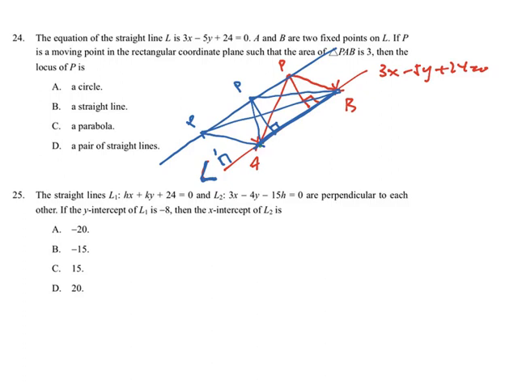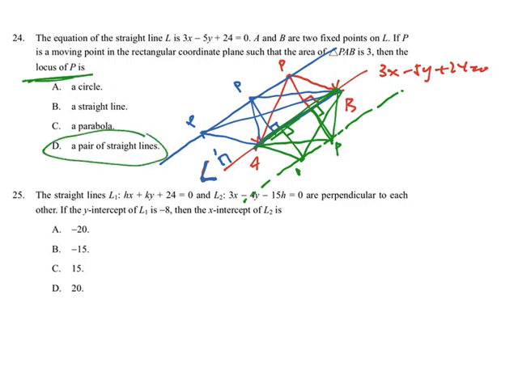Actually, you can draw another way. If we draw like this here, base and height is here, and also the base with the same height also here. Also we can form another line also parallel to L. So that means the locus of P is a pair of straight lines.